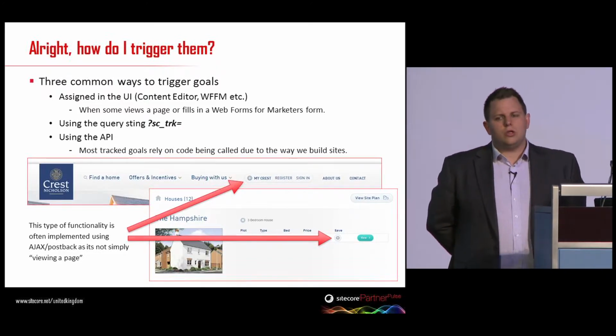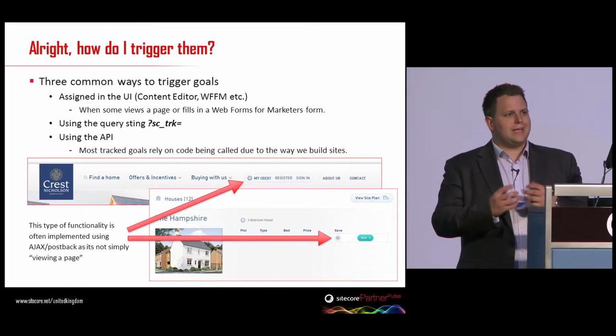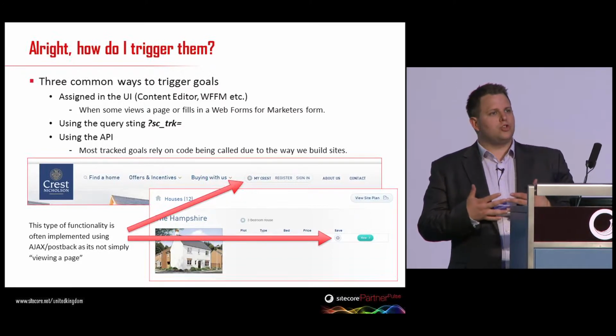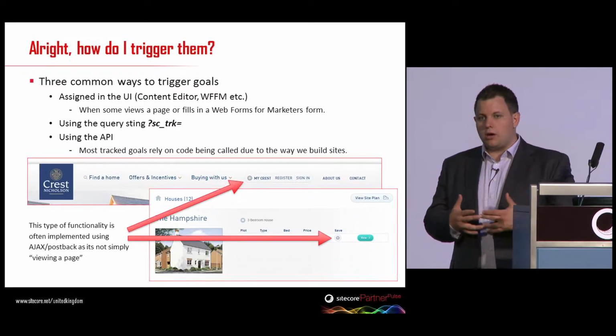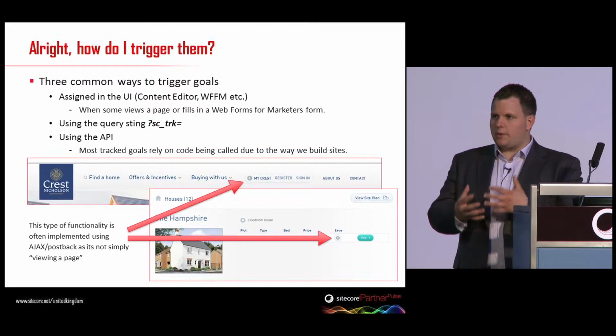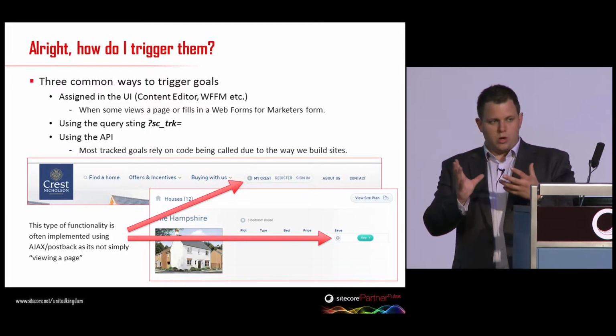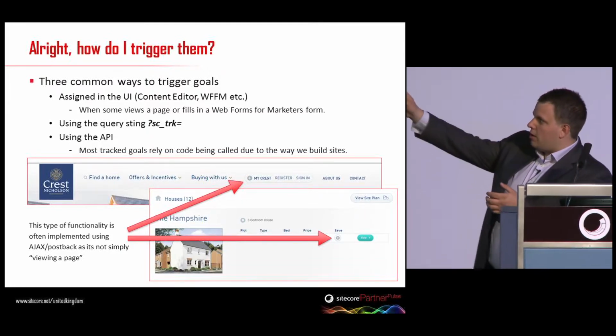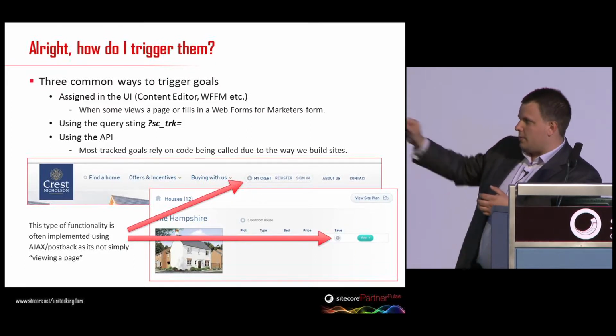However, there are lots and lots of goals and web design techniques, which means that the things that we want to track are not always accessible to the marketer. They're not always accessible to the page designer or to the Sitecore UI. So that's where we have to rely on the query string method or the API.